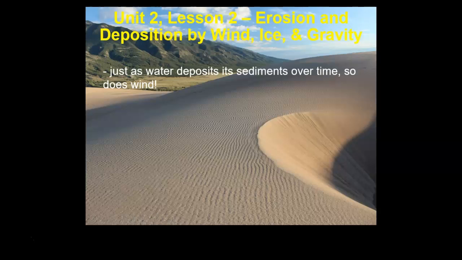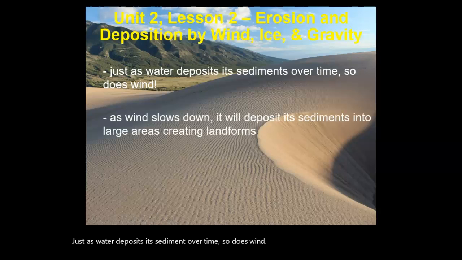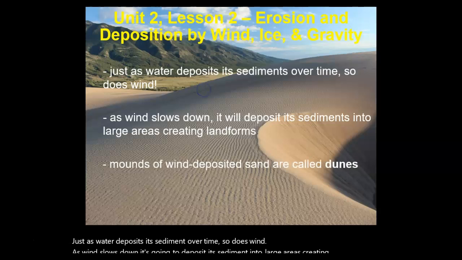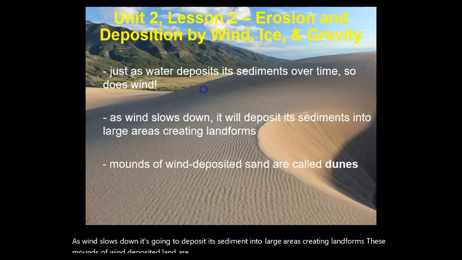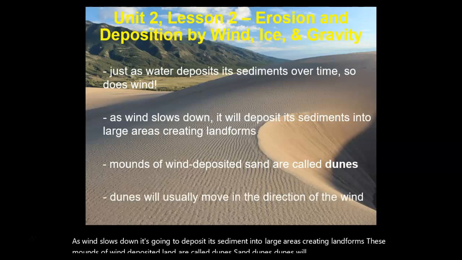Just as water deposits its sediment over time, so does wind. As wind slows down, it's going to deposit its sediment into large areas, creating landforms. These mounds of wind-deposited land are called dunes, sand dunes. Dunes will usually move in the direction of the wind.